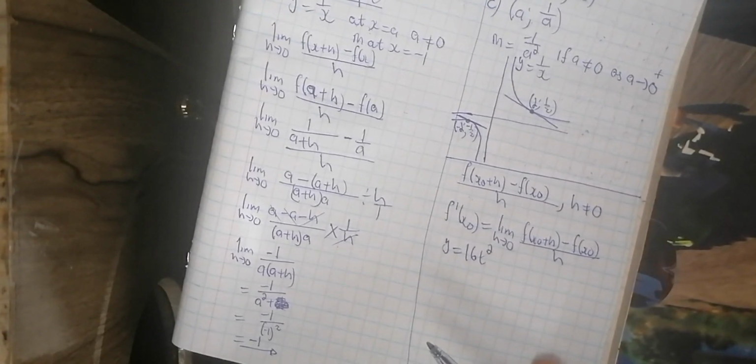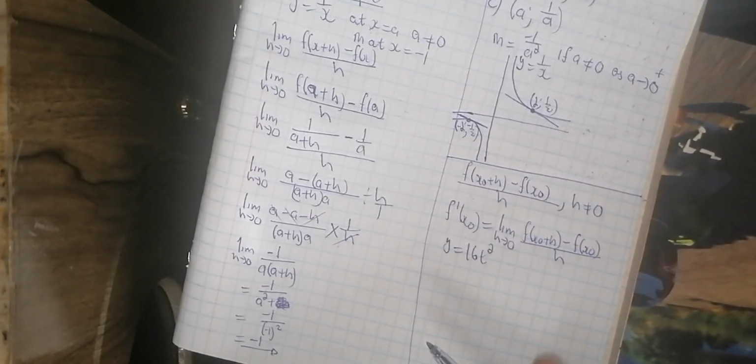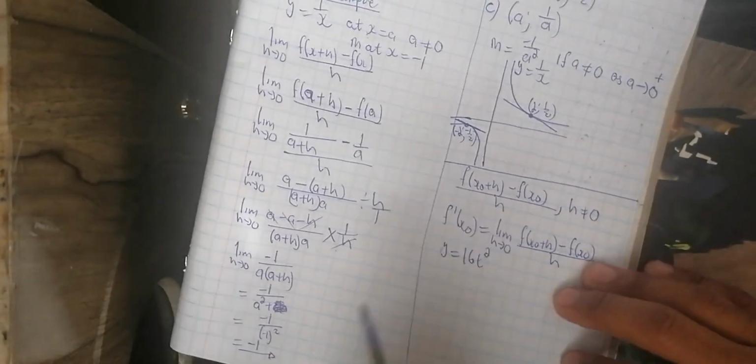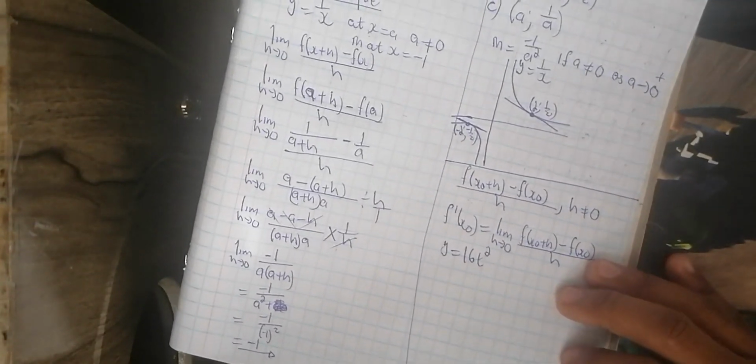Now the question says, what was the rock's exact speed at this time? At which time? When t was equal to 1? So we don't want to say when it was approaching 1 from the left or from the right. We want to know the speed exactly at 1. Right. Now, what will be the solution for this?